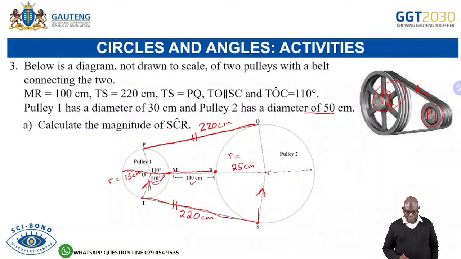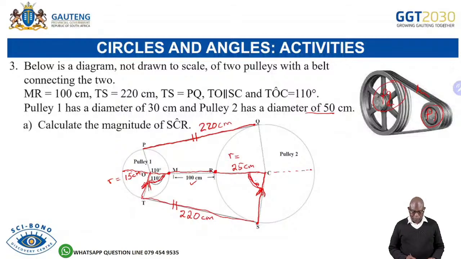SCR, magnitude. In other words, I need the angle here. If this line here is parallel to that, that means that the angle formed there, plus this angle here, will give me 180. They didn't ask us for the reason, so we don't need to give a reason, but let us talk about the reason. The reason for this angle and that angle here is that they are co-interior angles, so the sum of the two angles must give us 180.